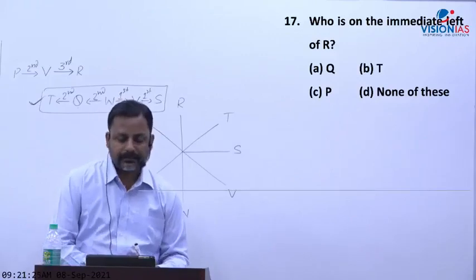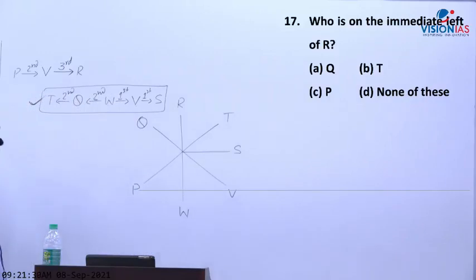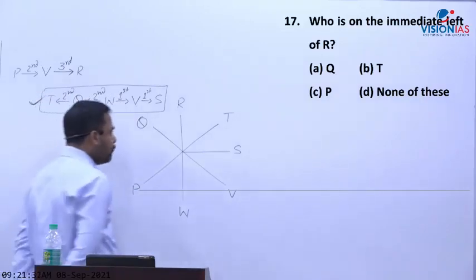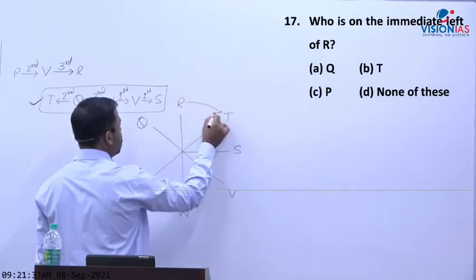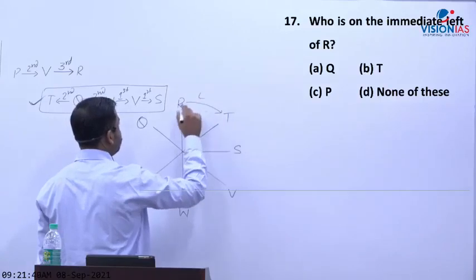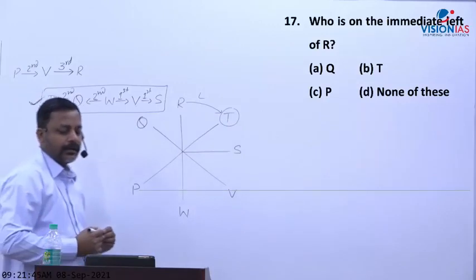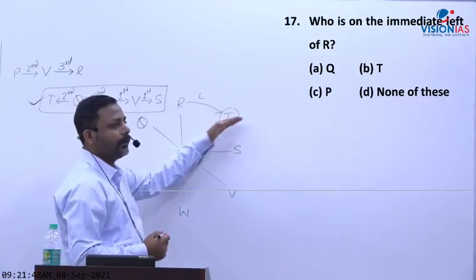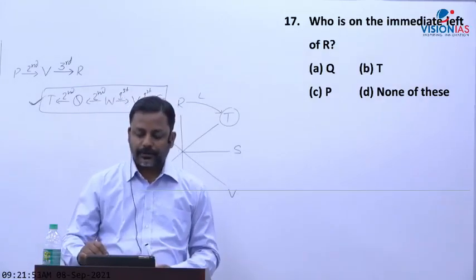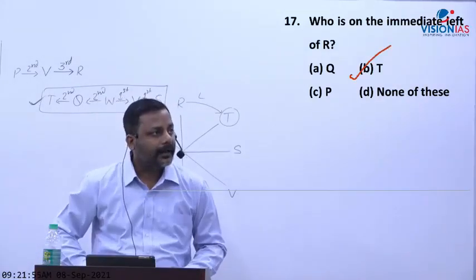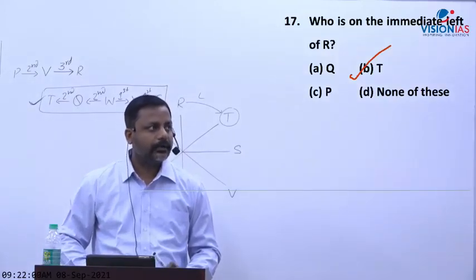Question number 17. Who is on the immediate left of R? Remember, R's left side means the clockwise direction. So in the clockwise direction from R, T is there. On the immediate left of R, T is there. So our answer is T, which is option B. Getting my point? Yes. Good, Mani.